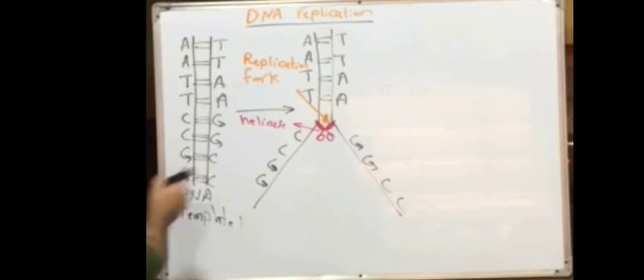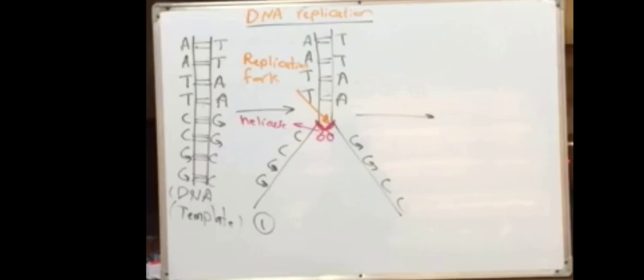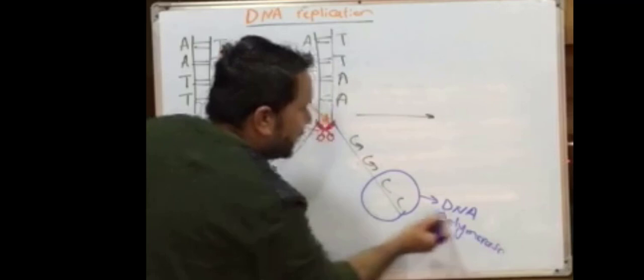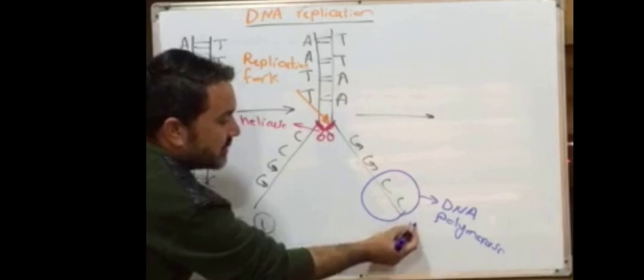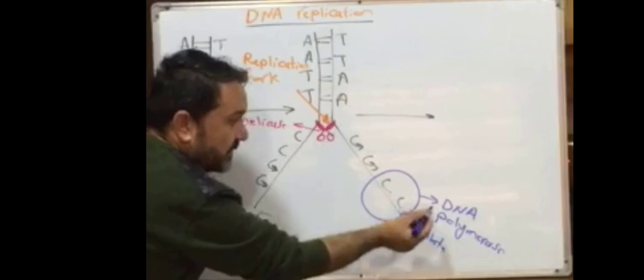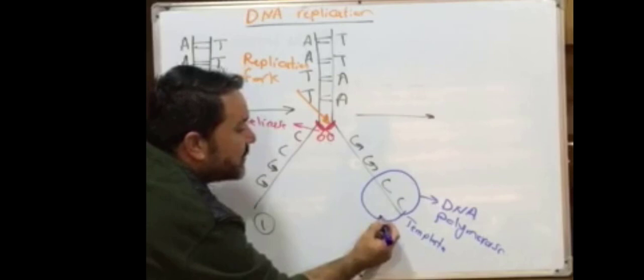The second step of DNA replication is the DNA polymerase. This is the DNA polymerase. DNA polymerase adds a nitrogenous base, or nucleotide, to the original strand. This is called the template. This is the nitrogenous base that is being added to the template of the DNA. If the template has C, the DNA polymerase adds G as the complementary base.